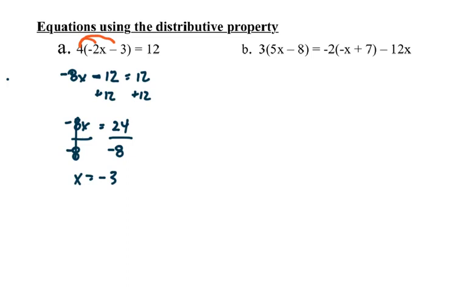And again, we are going to get rid of our parentheses, but this time we have 2 sets of them. So we've got 3 times 5, which is 15x. 3 times negative 8, which is negative 24. Then over here, negative 2 times negative 1, that's what the number in front of x is, 2x. Negative 2 times 7 is negative 14. And then we've got this minus 12x stuck on the end.